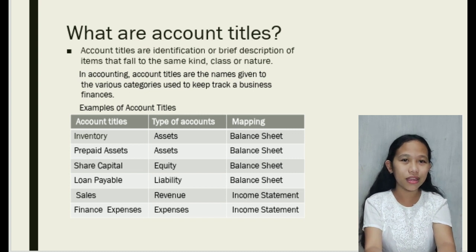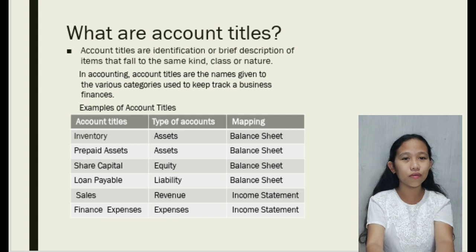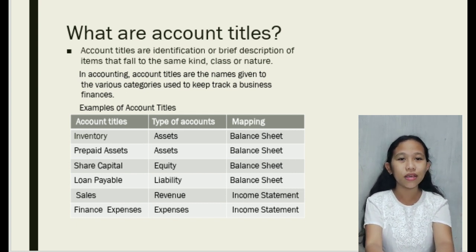What are account titles? In accounting, account titles are the names given to the various categories used to keep track of business finances. The specific name given to an account in an accounting system is known as the account title. An account title is essential when the accounting staff needs to identify a particular account.